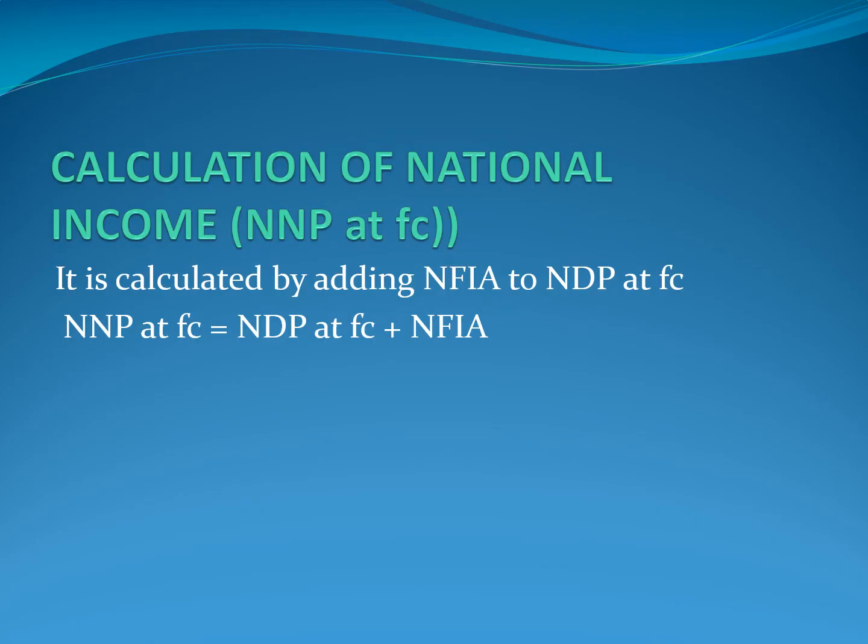The last step is the calculation of national income, that is NNP at FC. We have already calculated NDP at FC. So in order to calculate NNP at FC, we add NFIA to NDP at FC so as to get NNP at FC. NNP at FC is nothing but national income. So we have calculated national income by the expenditure method.